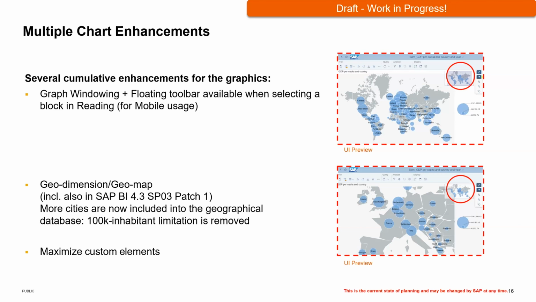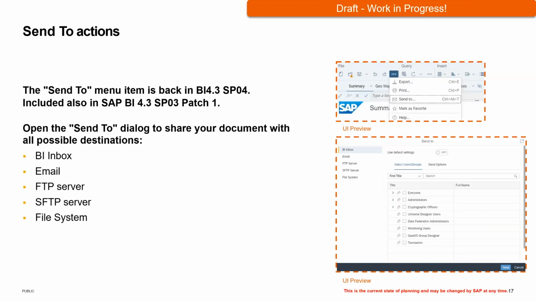So just again, little minor annoyance, nitpicky things that you've requested through the years here that we've done from a usability standpoint, making the graphics more compelling. We've added some send to actions, right? So number 1, send to is back, which is huge. You may have seen it in Service Pack 3 Patch 1 as well, but we have a nice dialog box now that allows you to do send to and share that document with BI inbox, email, FTP and SFTP servers, file systems, etc. So that's something that was clamored for that we've brought back into the tool set.